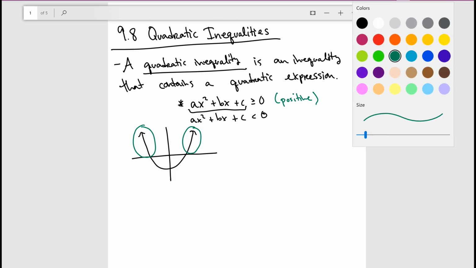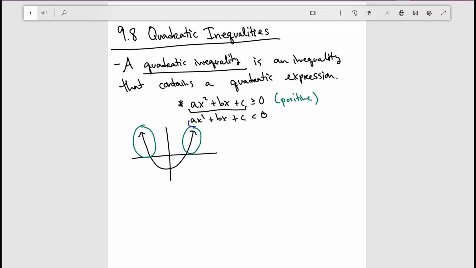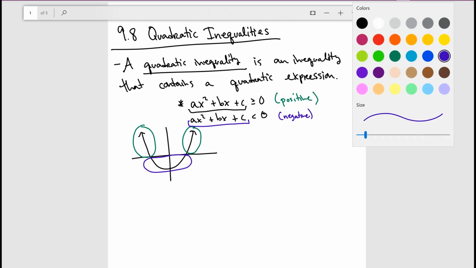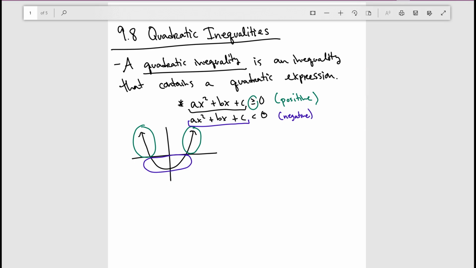Now, if you look at the bottom portion, where is this parabola less than 0? All the numbers that are less than 0 are negative. So where is the parabola negative? That's going to be all of this. Now, if you look at the green one, the green one has an equal sign. That means I'm including where it can be 0. So I'm including the 0, whereas in the purple one, I'm not including it.